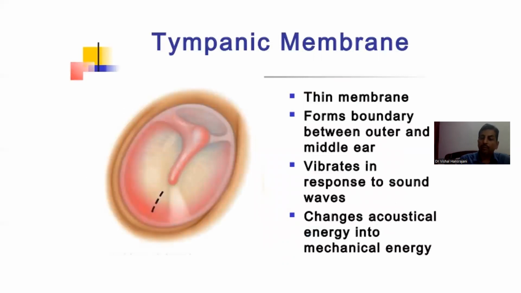The tympanic membrane from inside is very thin. It forms the boundary between the outer and the middle ear. It vibrates in response to sound waves. It changes acoustical energy into mechanical energy: as the sound waves come and hit the tympanic membrane, it vibrates, and the sound energy is converted into mechanical energy.